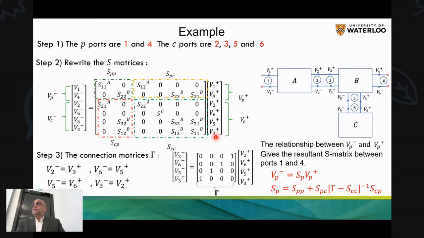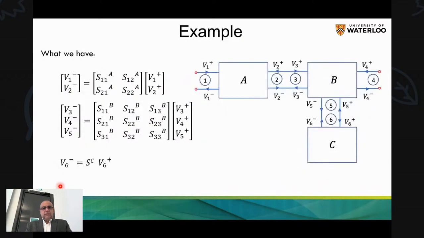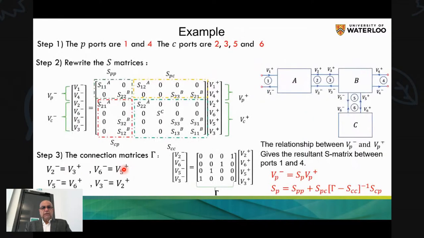Okay. Again, I'm just writing the equations as they are. But I write it such that the columns in here are the P. This is a vector; I'm going to call it VP minus. And this is a vector; I'm calling it VC minus. And the same thing for the other one. Let's talk about 6, which has only one port. What's the relation for 6? V6 minus equals SC, V6 plus, right? So you go here. V6 minus, all of them zeros, but SC equals V6 plus, right? Correct? Again, I'm just rewriting the equation.